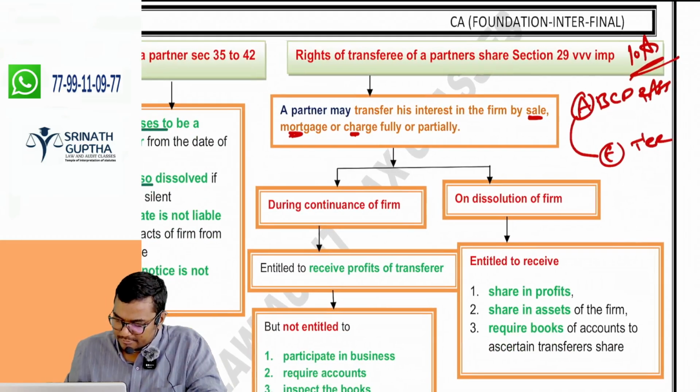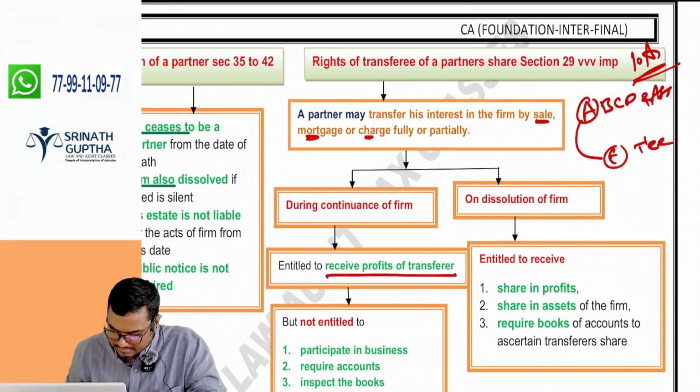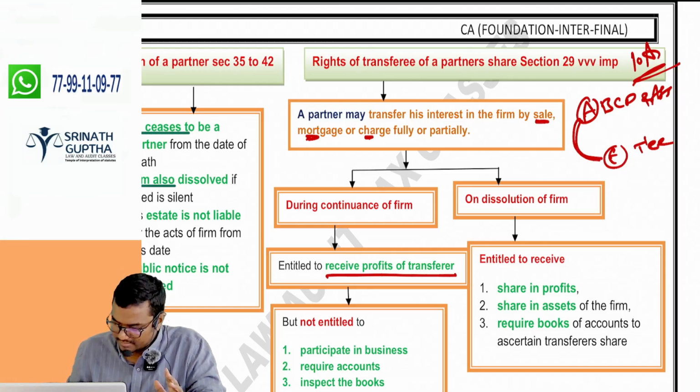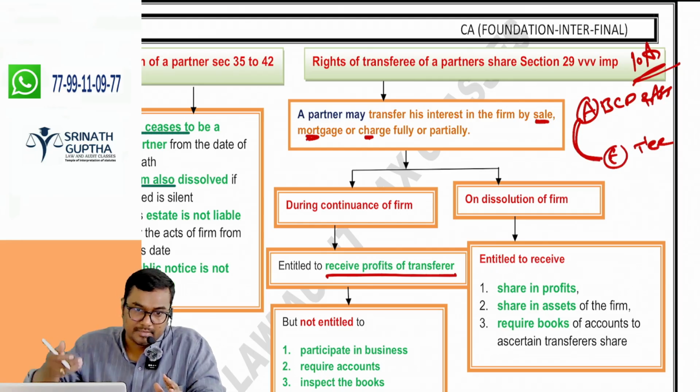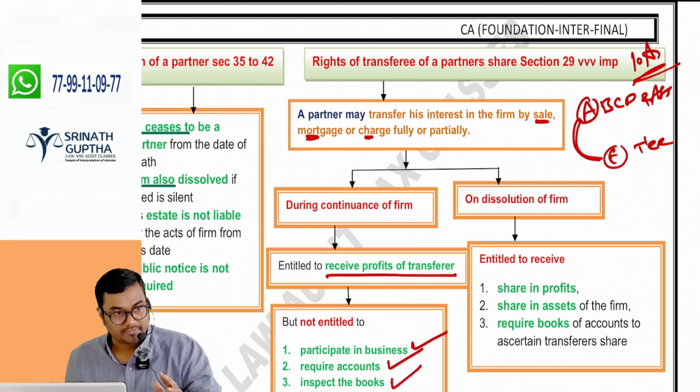During the continuation of the firm, E is entitled to receive A's share of profits. Previously we used to give the profits to A, now we will give them to E. But since E is not becoming a partner, because the others do not accept him, E is not entitled to participate in the business, require the books of accounts, or inspect the books of accounts.